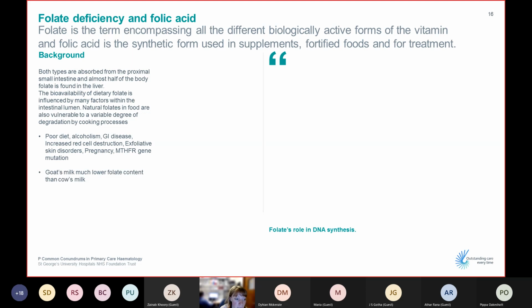One fact that I learnt putting this talk together, and again to highlight the importance of dietary evaluation, is that goat's milk has a much lower folate content than cow's milk, so it's something to ask about when you're taking a dietary history. And when we talk about high alcohol levels, studies have shown that an intake of over 80 grams of ethanol a day, so this is the equivalent of 8 small glasses of wine, increases the risk of deficiency. And again, as we've already mentioned, in pregnancy, folate requirements increase, and folate is preferentially delivered to the fetus.